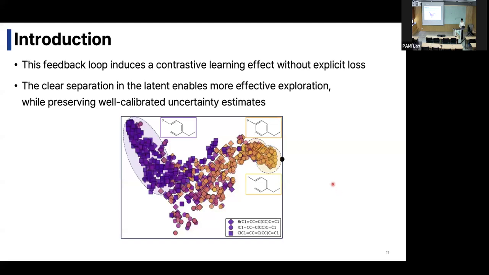This formulation encourages the learned embedding space to satisfy the principle that inputs with similar function values should lie close together in latent space. Without explicitly defining a contrastive loss, it naturally induces a contrastive learning effect. The result is a well-structured latent space that improves exploration during Bayesian optimization, while also maintaining well-calibrated uncertainty estimates.